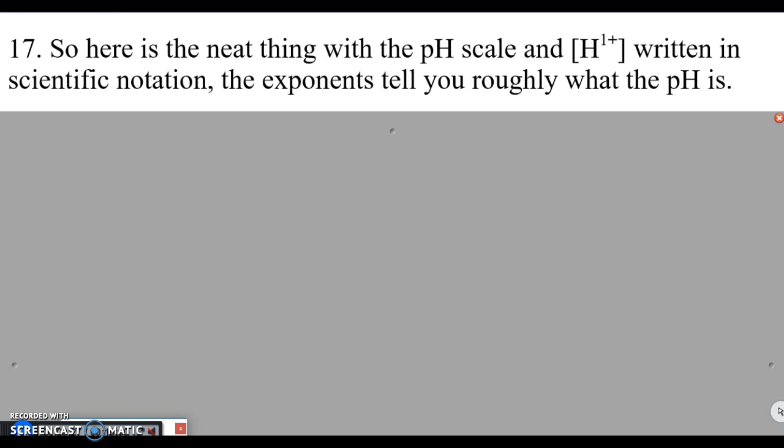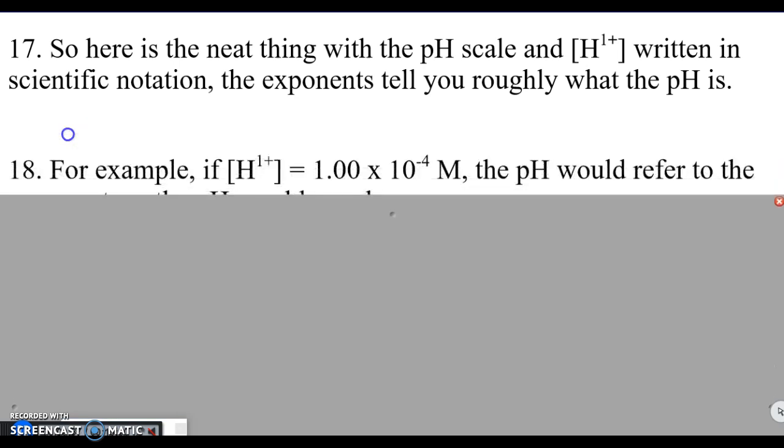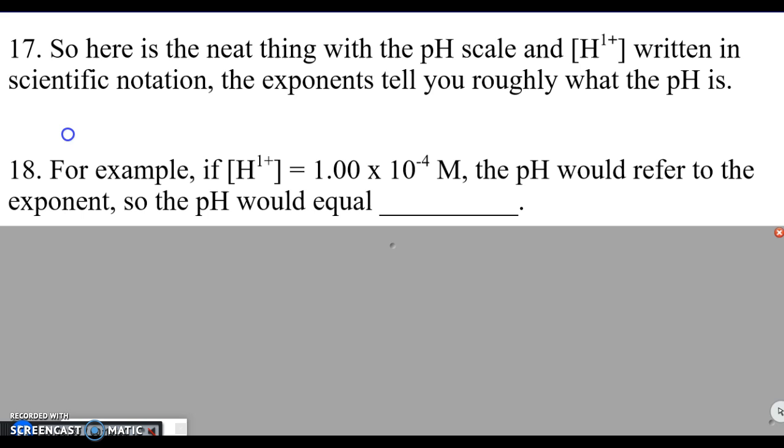So here's a neat thing with the pH scale and hydrogen ions written in scientific notation. The exponents tell you roughly what the pH is. For example, if the hydrogen ion concentration is 1 times 10 to the negative 4th, the pH would refer to the exponent. So the pH in this case would be 4. Kind of neat.